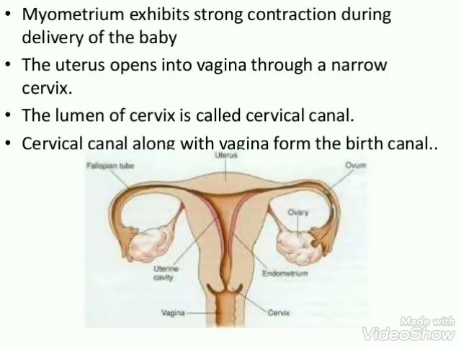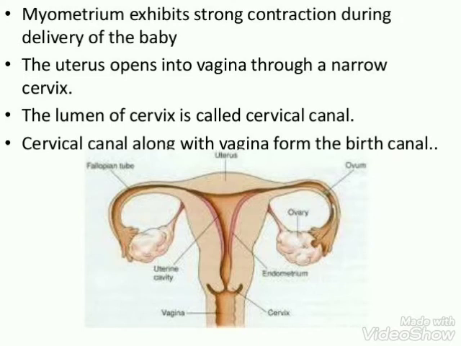Next is the uterus. It is a single, hollow, muscular, pear-shaped structure supported by ligaments and attached to the pelvic wall. It is present between the urinary bladder and the rectum. The lower part of the uterus is very narrow and is called the cervix. The cavity of the cervix is called the cervical canal, which forms the birth canal along with the vagina.